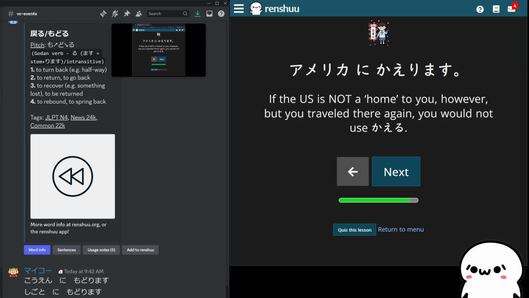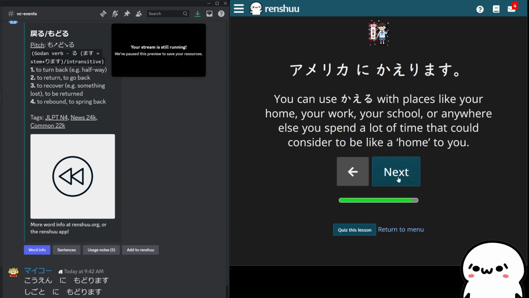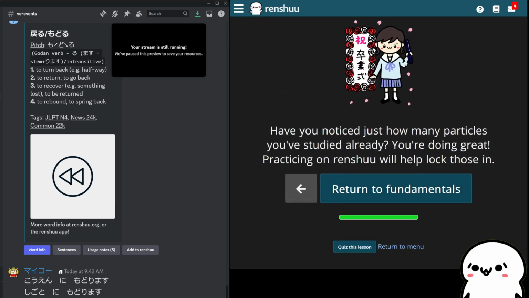So kaeru is the more restrictive of the two. Kaeru is attached to home or that concept of home. Modoru is just your general going back. And as you see, it works the same way. Modoru is an action of motion, of movement from one place to another. So we're going to use that ni, or we can use the e if we'd like. And you know what? That's it.